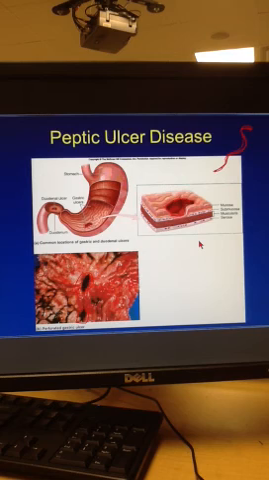The other treatment is to put them on a histamine 2 blocker. Probably heard of Zantac or Cimetidine, Pepsid. Those are H2 receptor blockers. They block the synthesis of histamine, and histamine leads to the increased production of hydrochloric acid.